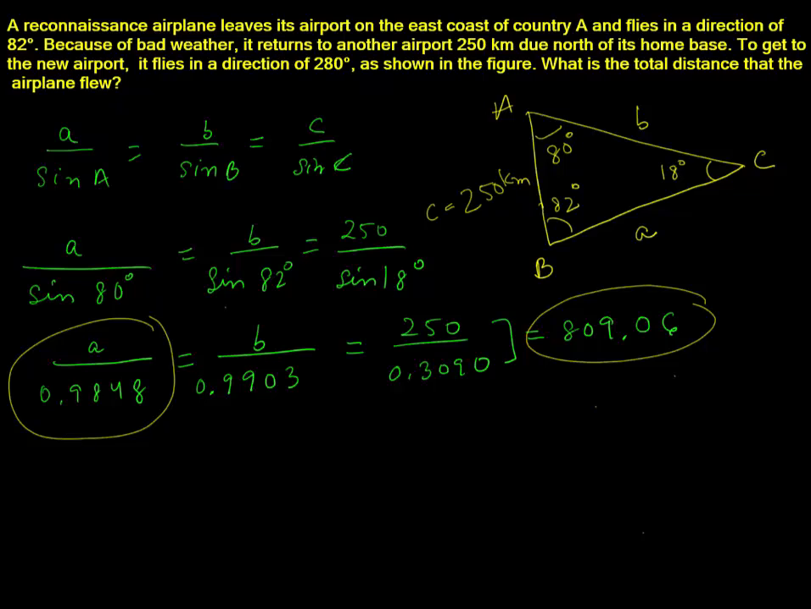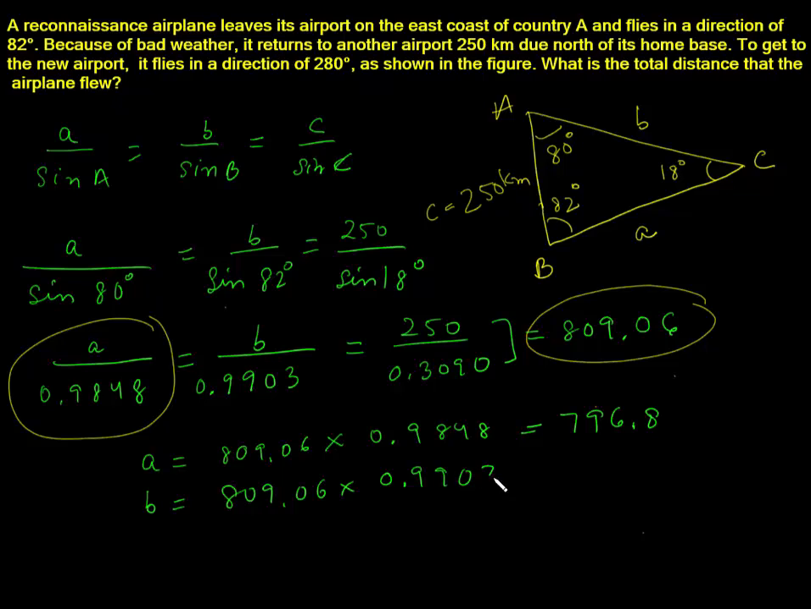So that will give you a equals 809.06 times 0.9848, which comes out to be approximately this. And then b equals the same thing, times sine 82, which is this value, and comes out to be 801.2. Now in the question they want us to find the total distance traveled by the airplane.